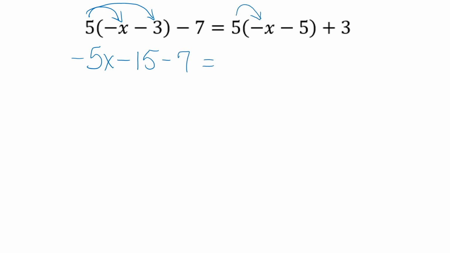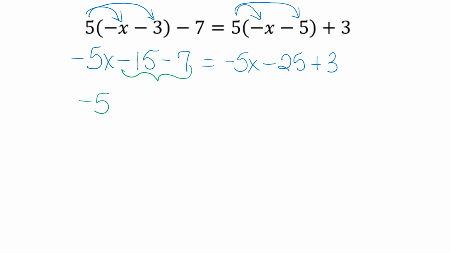We need to distribute the 5 to everything in the parentheses set. 5 times -x would be -5x. 5 times -5 would be -25 plus the 3. At this point, we do want to combine our like terms. So I have some constants over on the left-hand side that are alike.